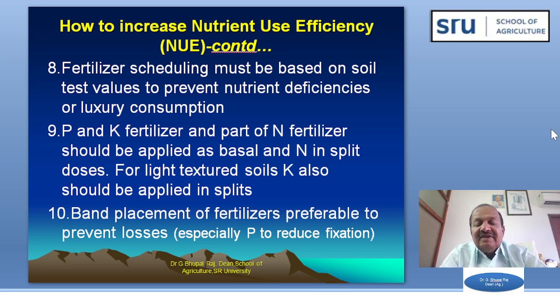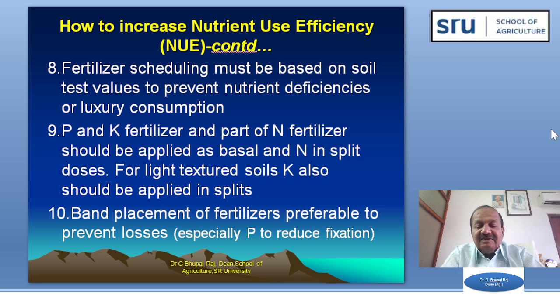And nitrogen is required at different later stages of the crop growth, so that nitrogen application has to be matched whenever the crop requires at the later stages. So nitrogen in split doses has to be applied. For example, potash for light textured soils, the potash has to be applied in the splits.